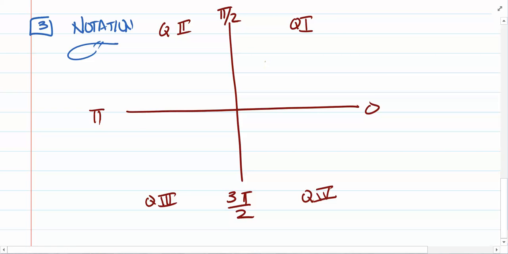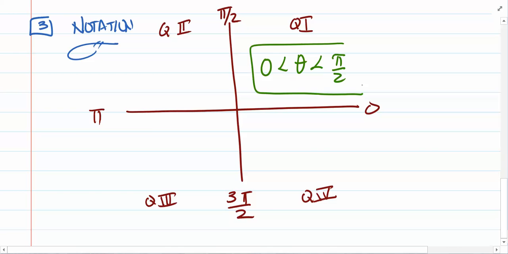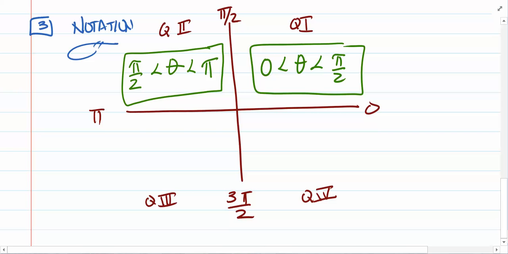So the notation would be something like this: 0 is less than theta is less than pi over 2. So when you see this notation, you know you're in quadrant 1. Is that fair enough? What would it be in quadrant 2? Pi over 2 is less than theta, which is less than pi. Very good. So if you see this, that means you're in quadrant 2.